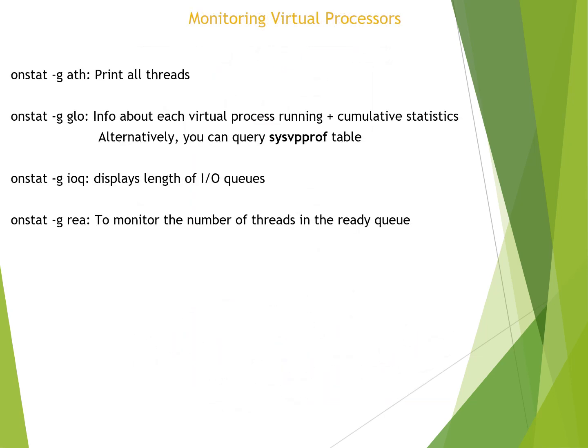So how to monitor? This is the command: onstat -g ath prints all the threads. onstat -g glo shows virtual processor and cumulative statistics. Alternatively, you can query the sysvpprof table. onstat -g iov displays the I/O threads, onstat -g ioq shows the length of the I/O queues, and onstat -g rea monitors the number of threads in the ready queue.